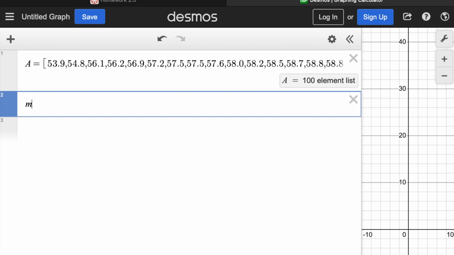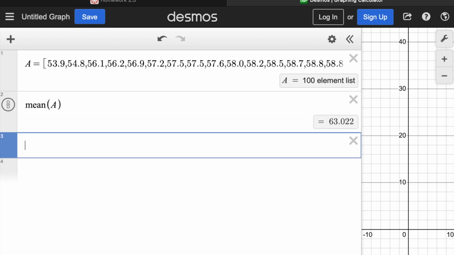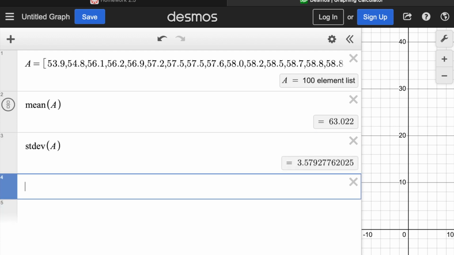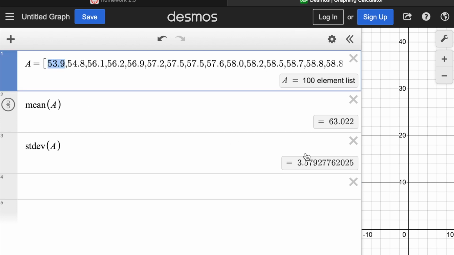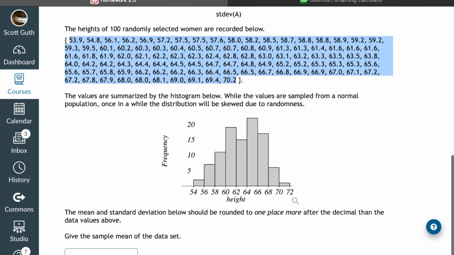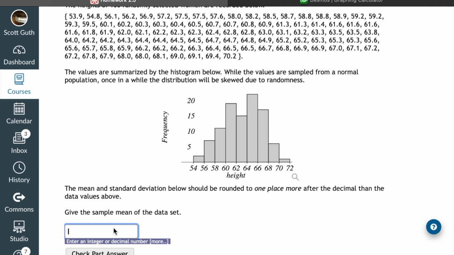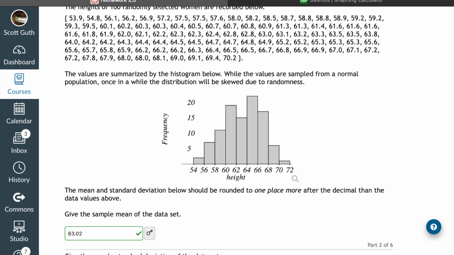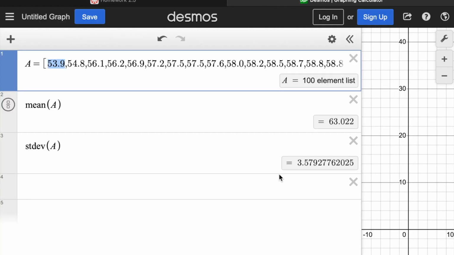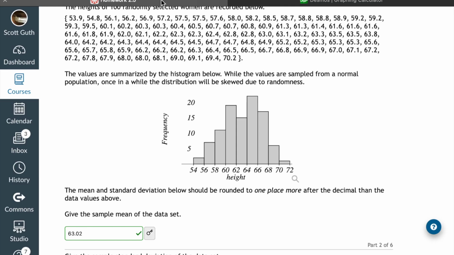Initially I just need the mean of A and the standard deviation, like that. And so I've got that. These values have one place after the decimal, so I have to round my statistics to two places. So the mean is going to be 63.02. I'll go ahead and put that in. And the standard deviation, popping back here, says 3.579, so that's going to be 3.58.